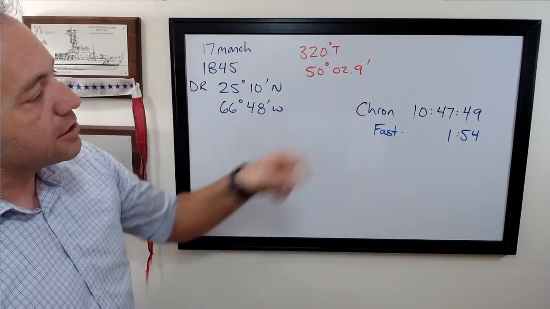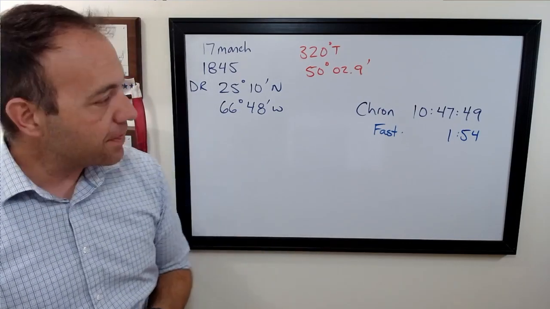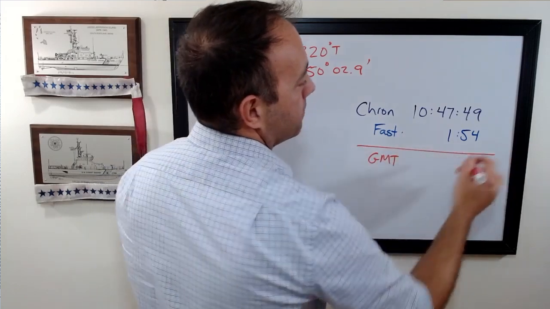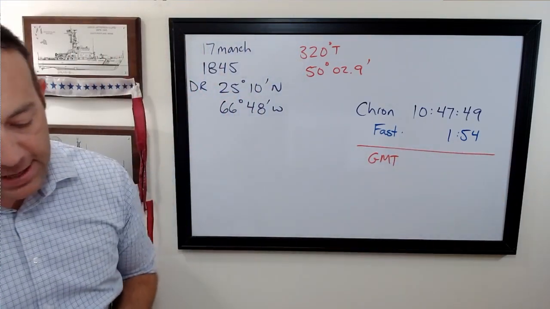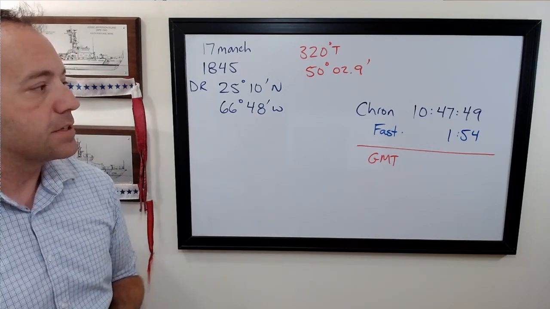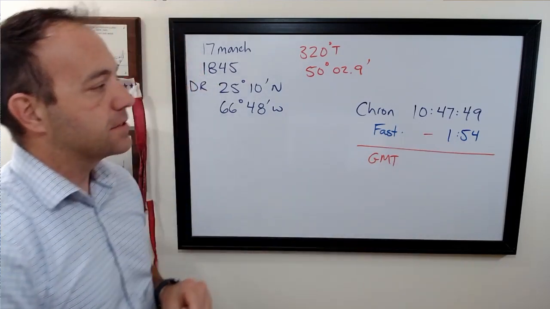So if the chronometer says 10:47:49 and we know it's fast, we need to get that back to GMT, the actual time of the sight. If the chronometer is fast, do we need to add or subtract that 1:54? The answer is we have to subtract the 1:54.